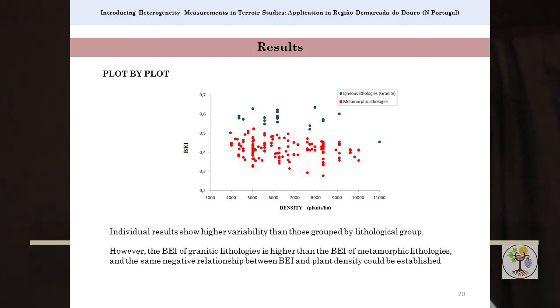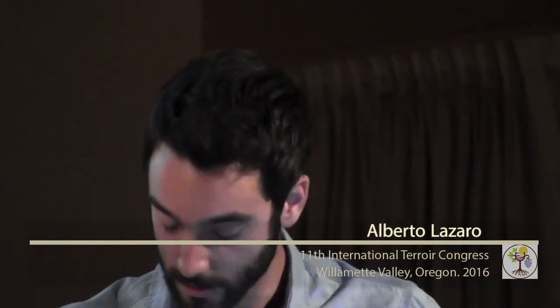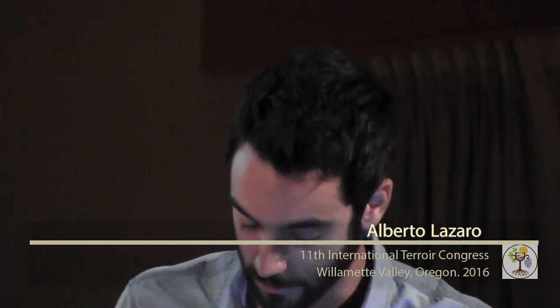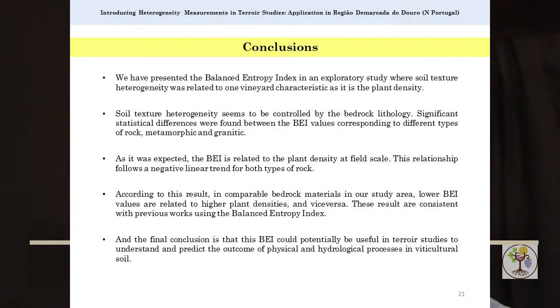Considering plot by plot, we now see again how we can distinguish two groups, with a higher value of BAY for the igneous lithology compared to the metamorphic. However, we can see also some variability, but despite this, we know that this BAY can separate these two groups. So all in all, the most important result for us is that it's a measure that we can use, the BAY, as a measure of heterogeneity based on some properties of the landscape, and we can relate this with some management decisions of the winegrower. This is for us the main result.